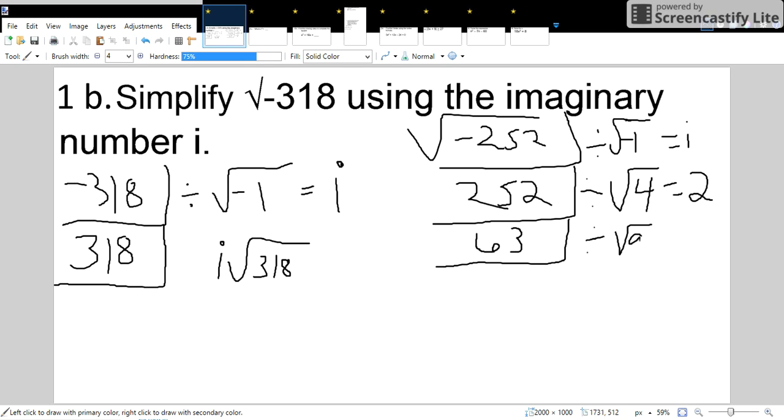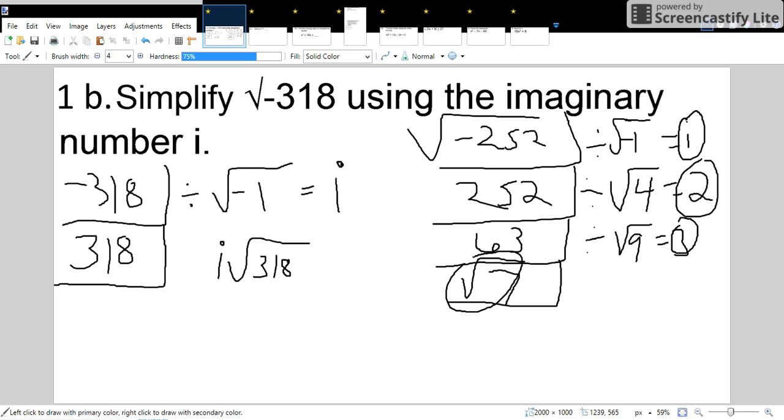And 63 has one more perfect square. It's the square root of 9. Square root of 9 is 3. Okay, 63 divided by 9 is 7. For 7, there's no more perfect squares besides 1, so that's your leftover radical. So your answer would be 3 times 2 times i, and then times your leftovers, square root of 7. So your answer is 6i square root of 7.